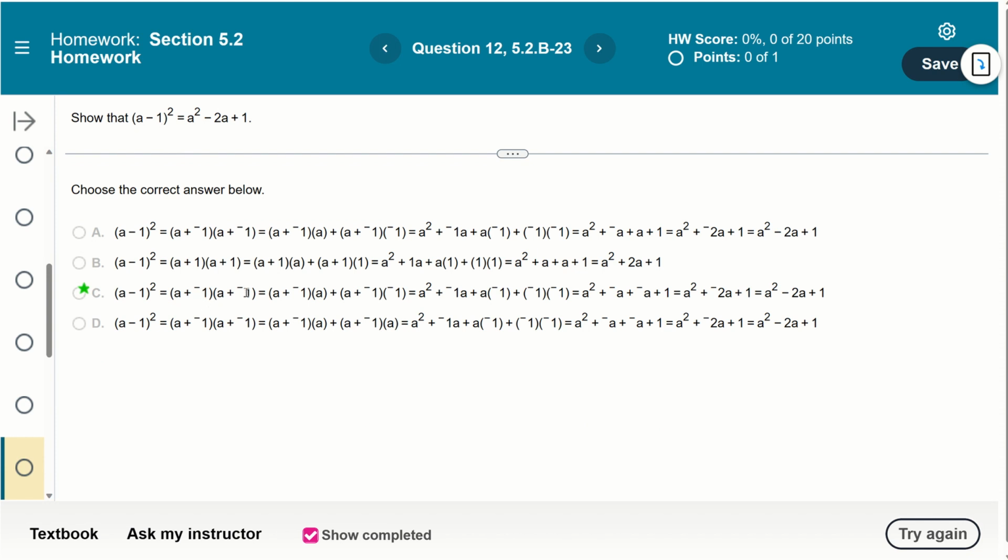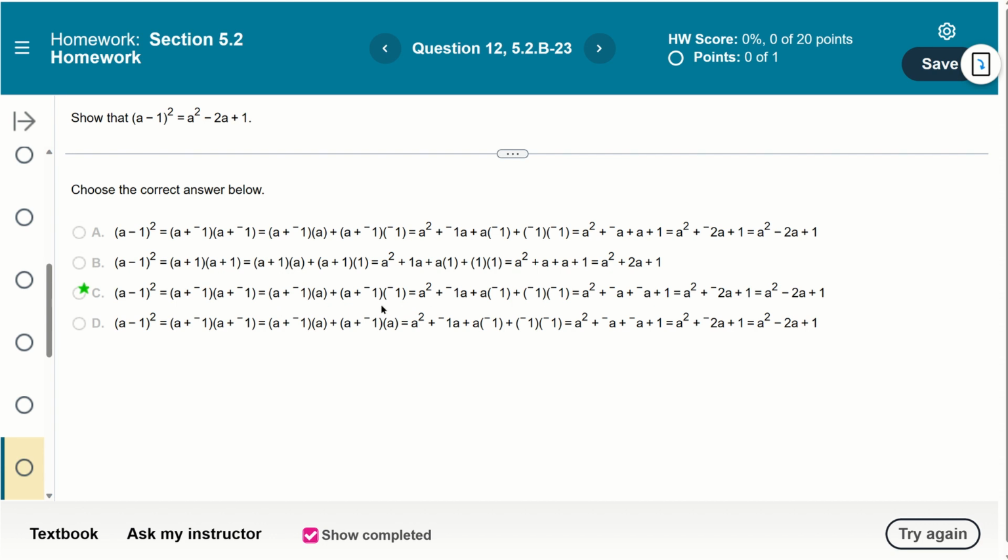So times a plus negative 1. Then we're going to distribute the a plus negative 1 by a, and plus we're going to distribute the negative 1 by the a plus 1 by negative 1 as well. So we're going to multiply the a plus negative 1 by negative 1. So when we multiply this out, we get what?